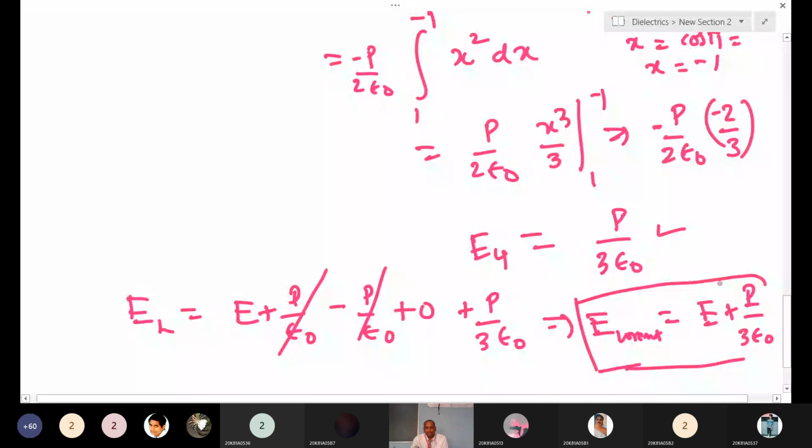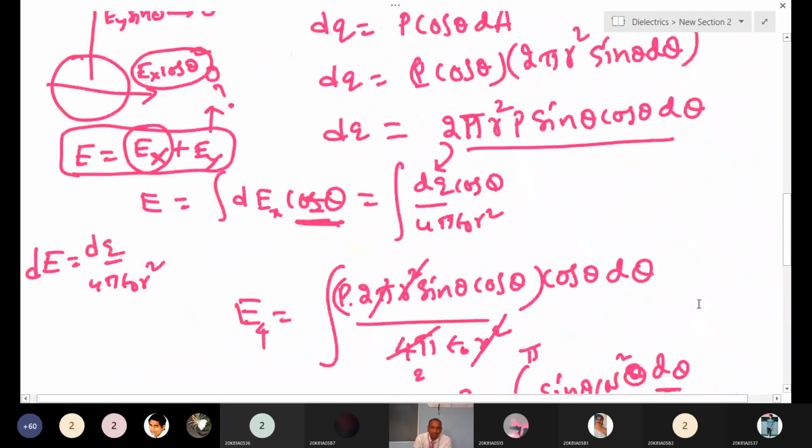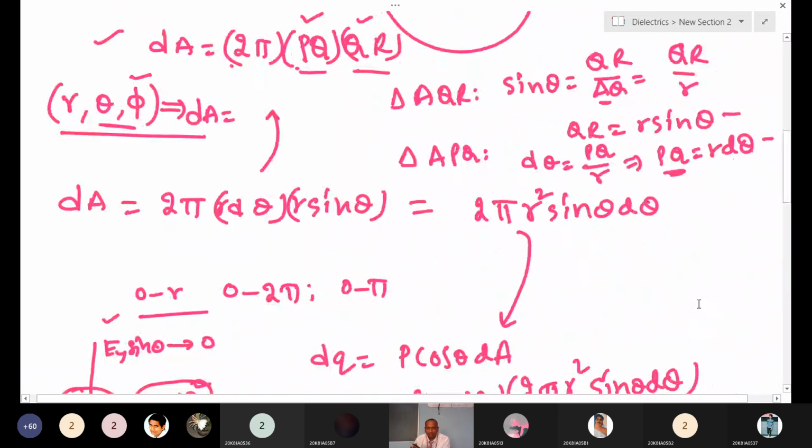So this much electric field acts on the dielectric atom when you place it in a parallel plate capacitor, or in an external electric field. This you have to derive. This is the final answer, and all these steps you have to do. First, what will we do? The first step is you have a sphere. Do you understand?